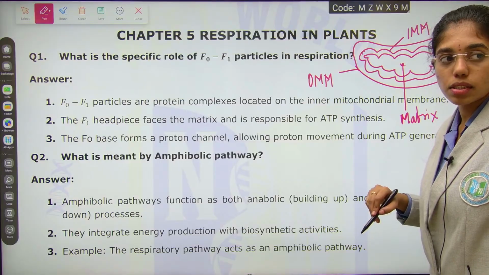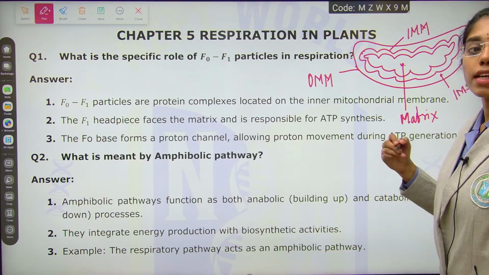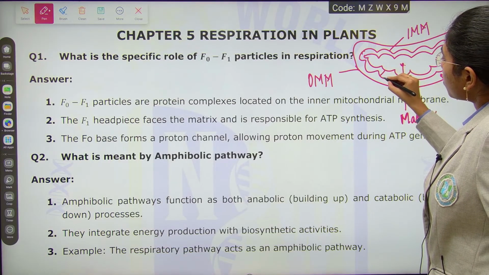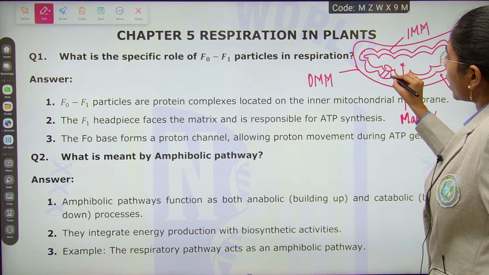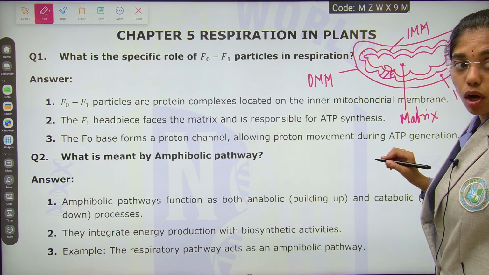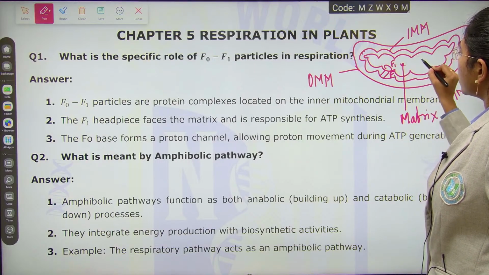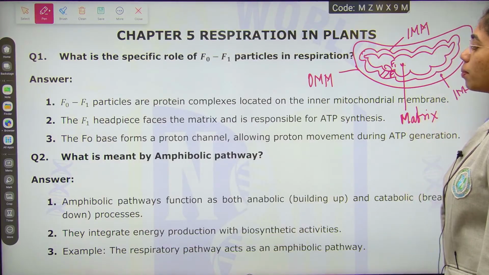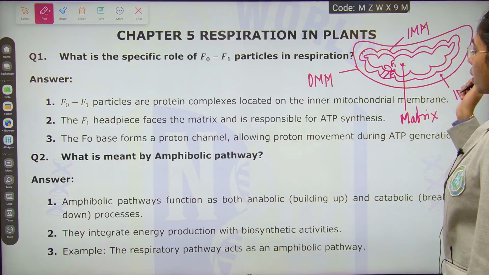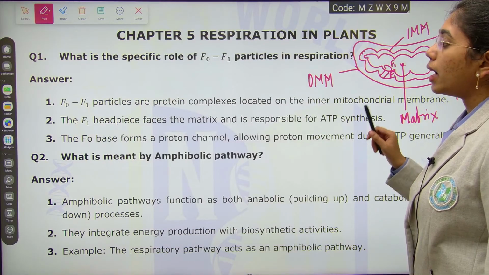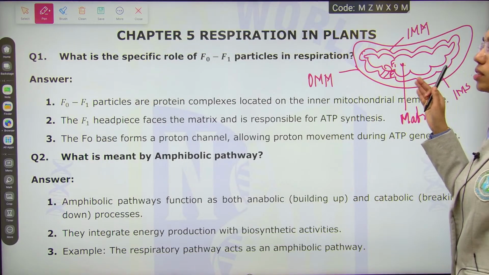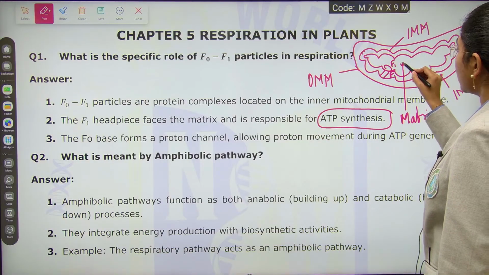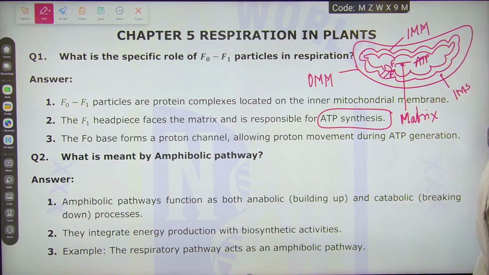The F0 F1 complex is also addressed as complex 5, which is ATP synthase, where the complex is directed from the intermembrane space towards the matrix, where F0 will be inside the inner mitochondrial membrane and F1 will be towards the mitochondrial matrix. Here the F1 head piece will face towards the matrix, and this is responsible for ATP synthesis. ATP is formed inside the mitochondrial matrix in this way.